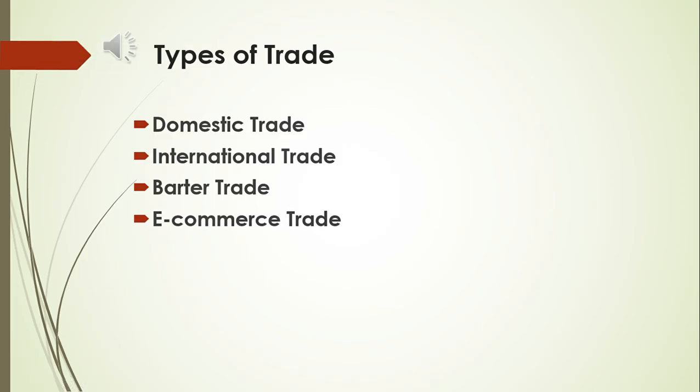Balance of trade. The difference between exports and imports of a country is termed as the balance of trade. There are two types of balance of trade. One is favorable balance of trade, another is unfavorable balance of trade.